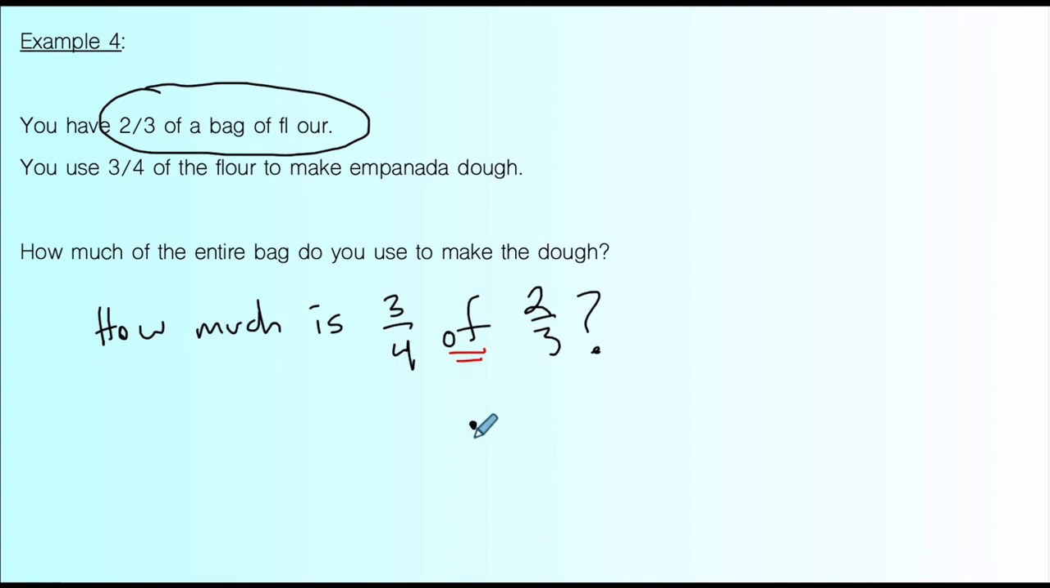So let me first just say, don't just say, oh, I see the word of, it means multiply. It has to be in some kind of form like this, 3/4 of 2/3, a number of something else. Just because the word of is in a problem doesn't necessarily mean multiplication. But when you have a number of another number, 100% you're going to be multiplying. So let's just write this as a multiplication problem, 3/4 times 2/3.